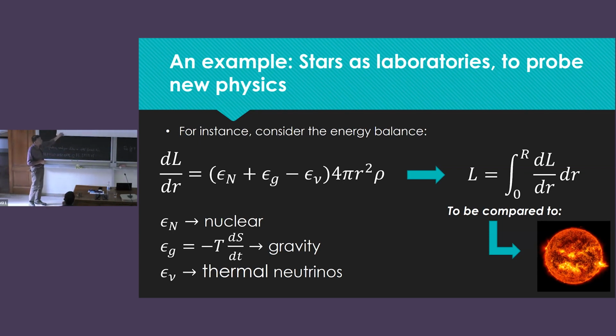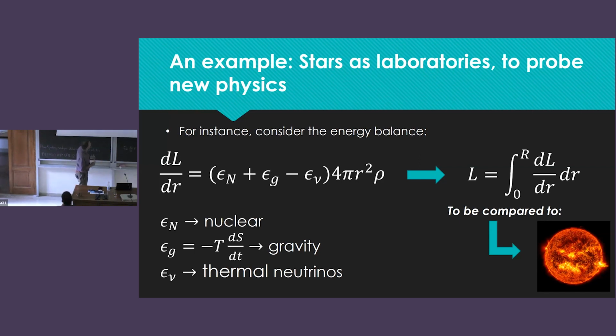And then we also have to consider energy sinks. The most important are thermal neutrinos. These are different from the neutrinos produced by nuclear reactions, which are included in this term. These are neutrinos produced by thermal processes like Compton scattering, Bremsstrahlung or plasmon decay and so on. And when these are active in the stellar interior, neutrinos, being weakly interacting particles, have mean free paths much larger than the stellar radii, so they escape freely when produced. So they act as an energy sink in stellar interiors.